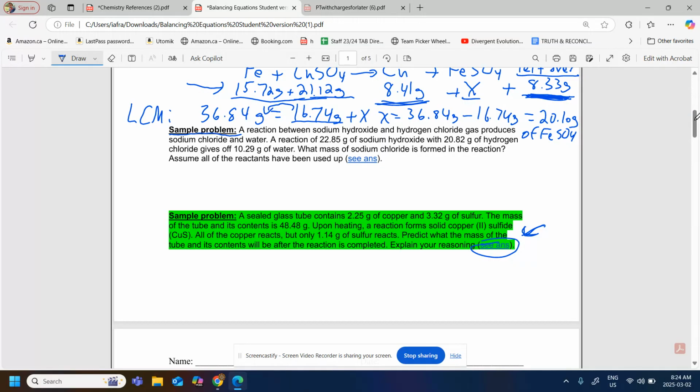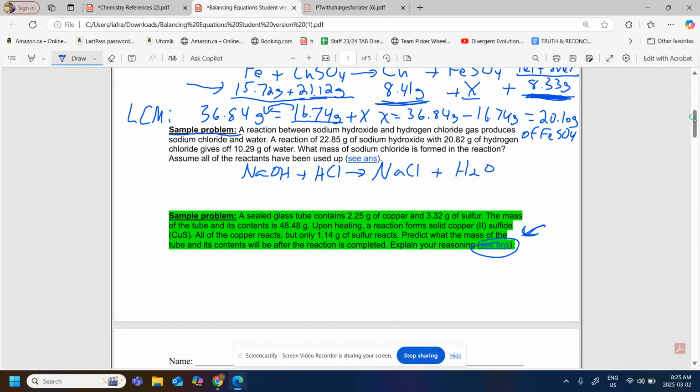So at this point, we're just taking up the problem that you just did. The reaction between sodium hydroxide and hydrogen chloride gas produces sodium chloride and water. So let's just write out an equation. NaOH plus hydrogen chloride. And you could write it with words too. It doesn't have to be formulas. Notice I'm just practicing my formula writing here. Produces sodium chloride and some water.